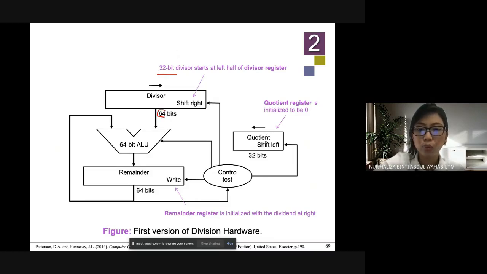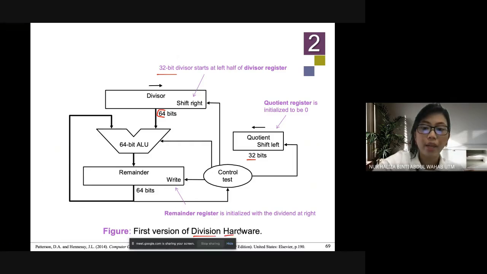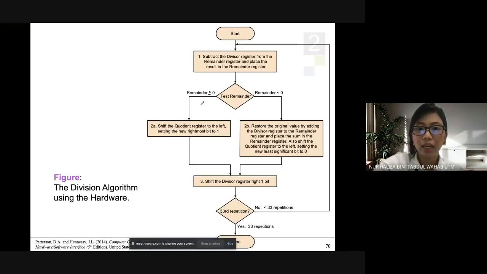This one is 32 bits. We're going to divide the 32 bits. So please take note of the difference between the division hardware and the multiplication hardware. Please check the timing diagram for both of them, and check what the difference is, whether it is shift right or shift left. And about the flow chart, you can see that they are totally different, about the remainder, of course.